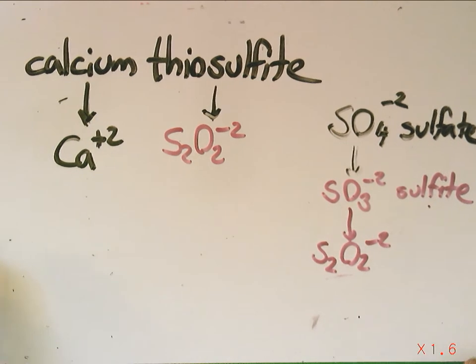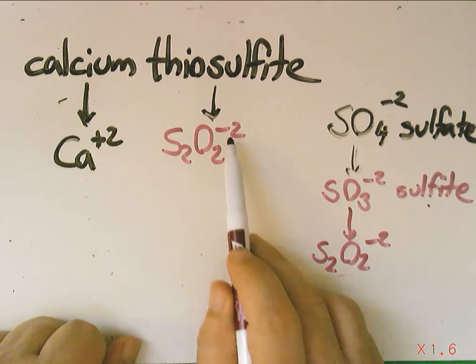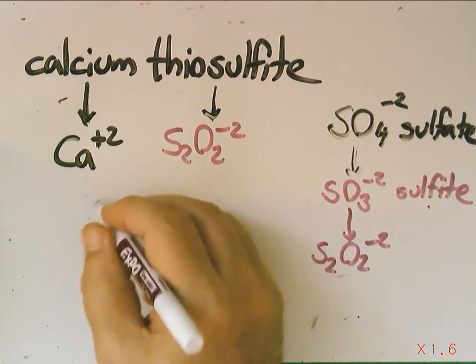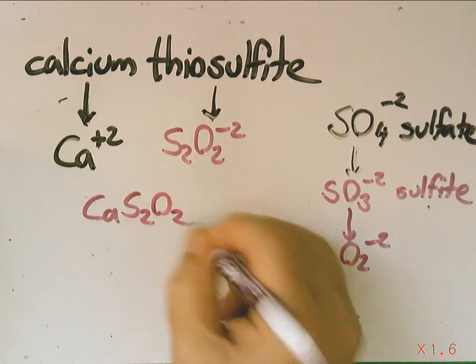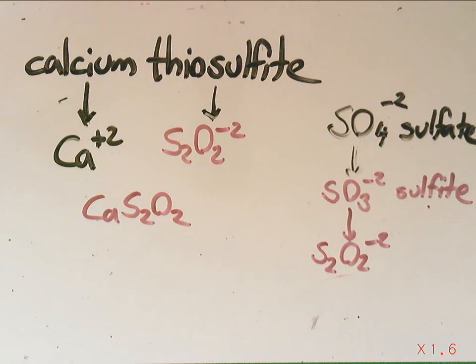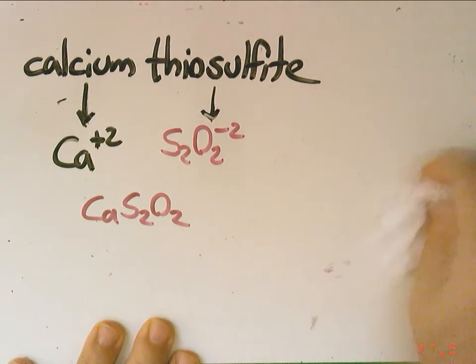Now all I got to do is push them together. There's a +2 and a -2, so they go together nice. And the formula is going to be just that. That would be calcium thiosulfite. Let's do another one.